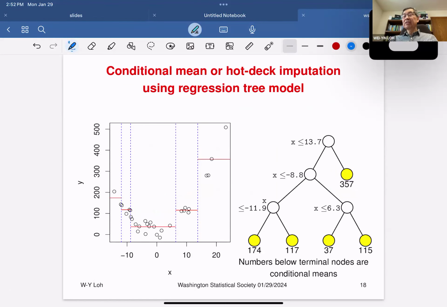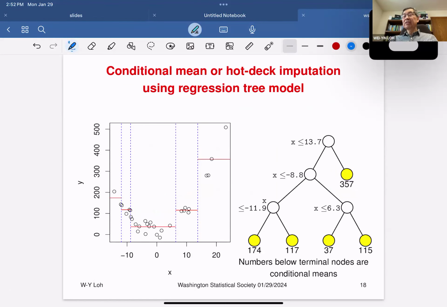So at this point, this is the first cut. This is 13.7, right? So this goes to the left. 357 is the height of this red line. Okay, so you can visualize this graph on the left with a decision tree function. It tells you exactly where the boundaries of the imputation cells are and what the heights of the red line are. Of course, you don't need this tree diagram because everything is already clear from the left-hand side.